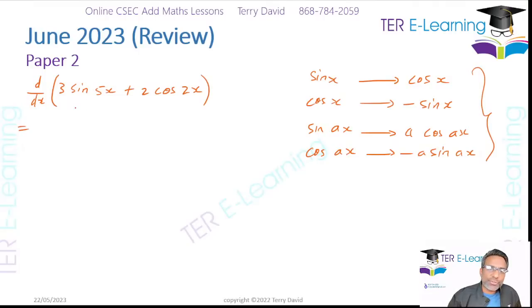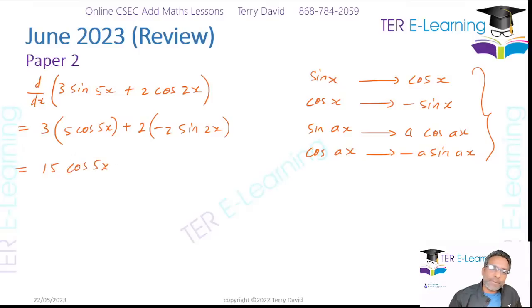So if you want to differentiate 3 sine 5x, the differential of sine is cosine. You're not doing anything with this 3. So this here is going to be 5 cosine 5x plus, you're not doing anything with the 2 as yet, leave the 2 right there. When I differentiate cosine 2x, I'm going to get negative 2 sine 2x. So in this case, you're going to get 15 cosine 5x minus 4 sine 2x. This is a very basic standard question that could pop up in your exam tomorrow, right?